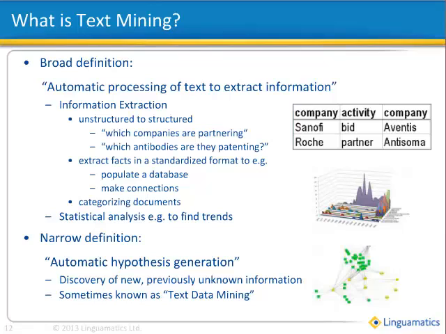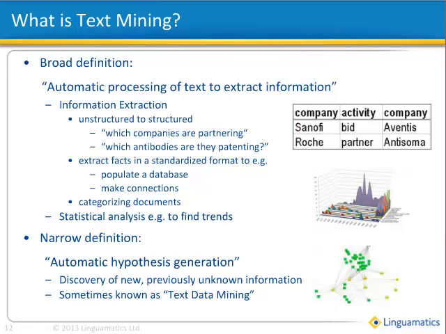So you're taking unstructured text, such as Sanofi has made a bid for Aventis, and you're pulling it out, putting it into particular columns, putting it into a tabular form. You may standardize the company names to a standardized way of representing Sanofi or Aventis. You're taking unstructured data, you're standardizing it and structuring it. It also includes things like categorizing documents. You may be splitting the documents up into different sets. It can include statistical analysis, finding different trends across the documents as a whole.